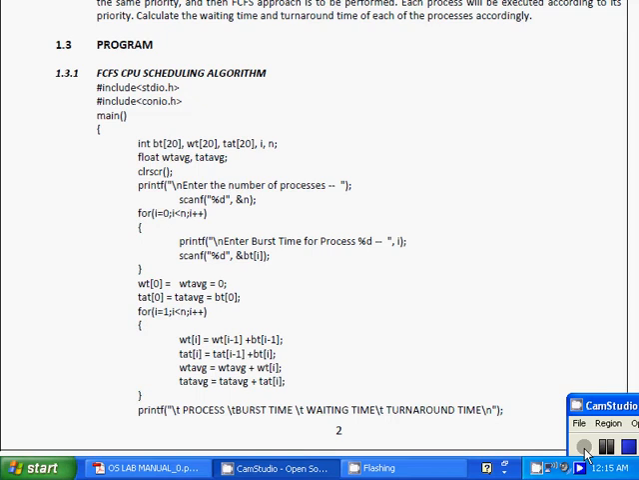In this video, I will talk about the FCFS or First Come, First Serve CPU scheduling algorithm. CPU scheduling is the basis of multi-programmed operating systems. By switching the CPU among processes, the operating system can make the computer more productive.